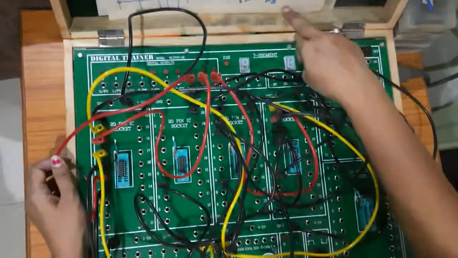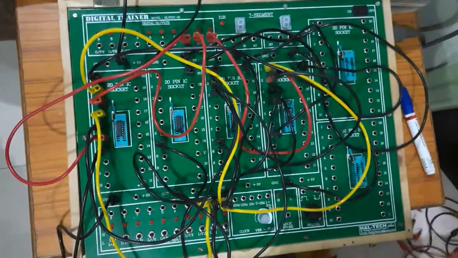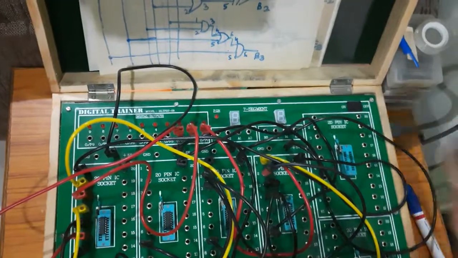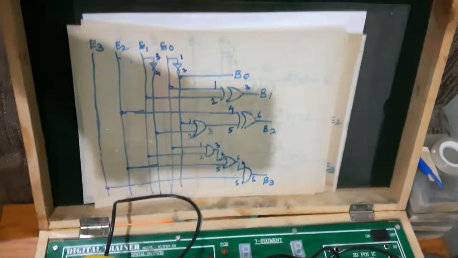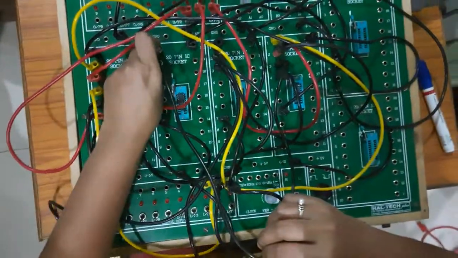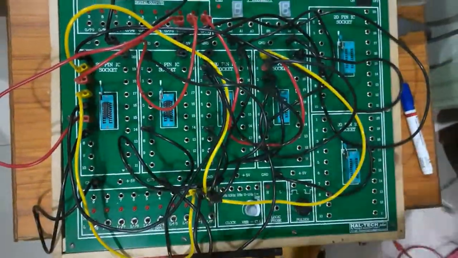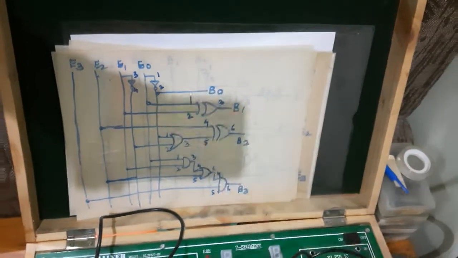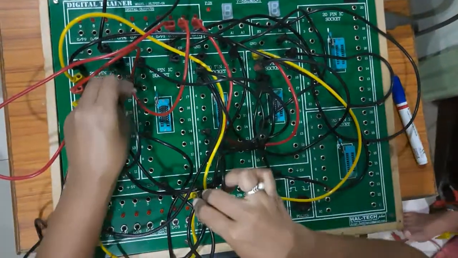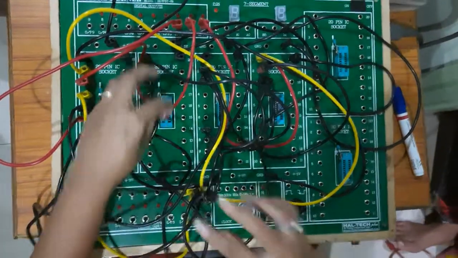Okay. Now talking about B3. For B3 we'll need an AND gate, right? So the first pin of the AND gate will hold E0. So this is my E0. It is to be connected to the first pin of the AND gate. Then what will be the second input for this AND gate? E1. So this is my E1. It is to be connected to the second pin of the AND gate.